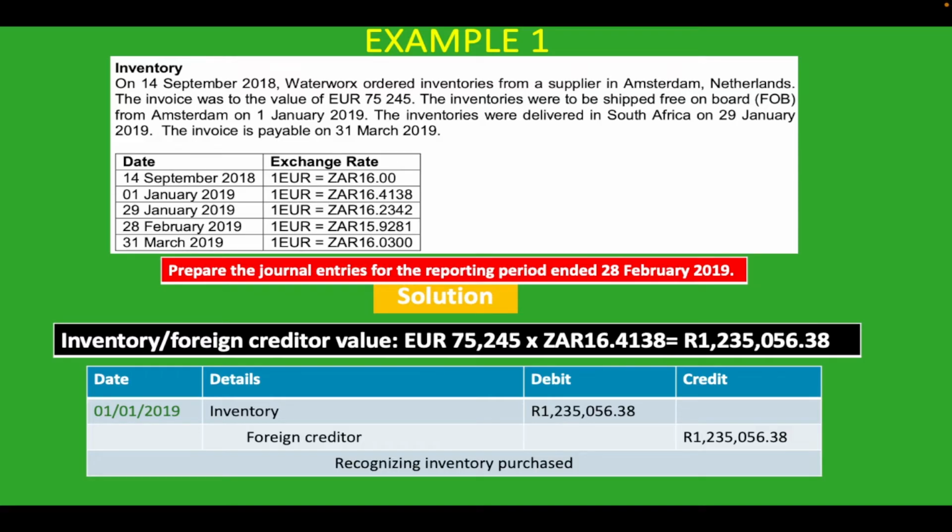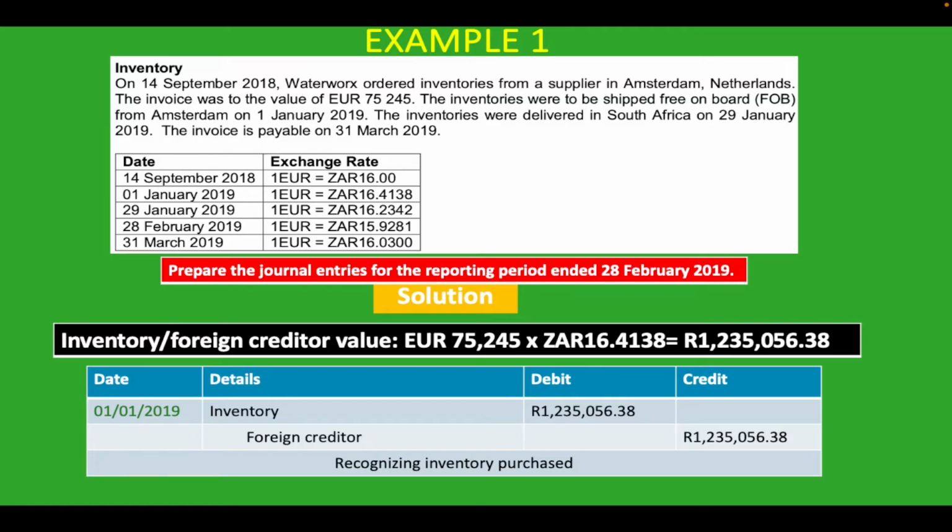It's easy to figure it out because we know inventory is not a monetary item. It's a physical good. But the money we owe to our supplier is a monetary item. So we need to make sure we retranslate our monetary items. That means we need to record our accounts payable, or our foreign creditor, at the financial year end at the rate at that date. Our financial year end in this case is the 28th of February 2019, so we need to take the rate at that date, which is 15 rand 92 cents. So we need to retranslate our foreign creditor and record it at that amount.